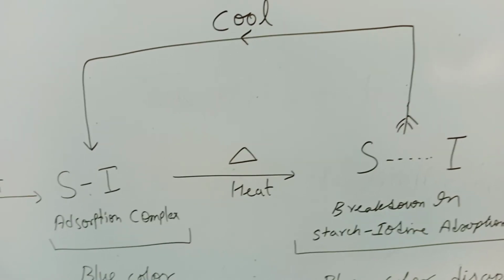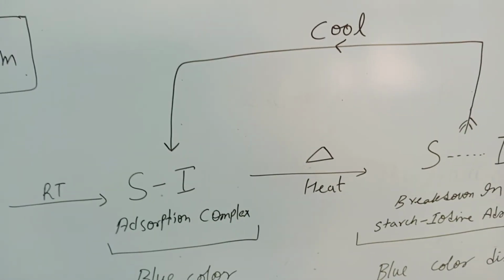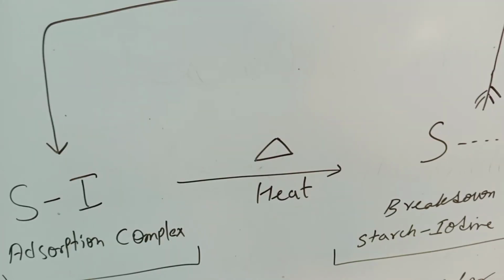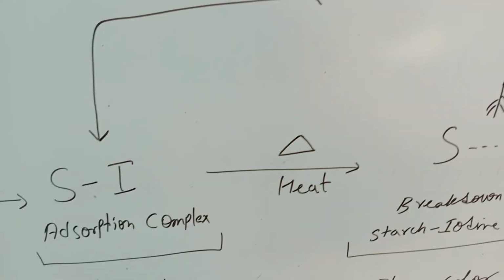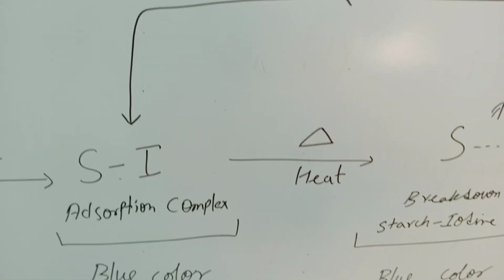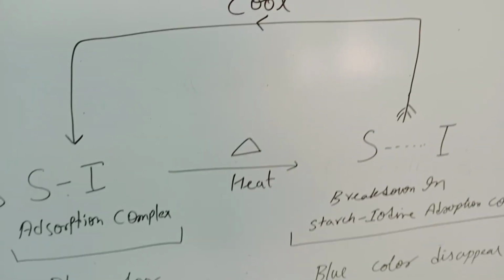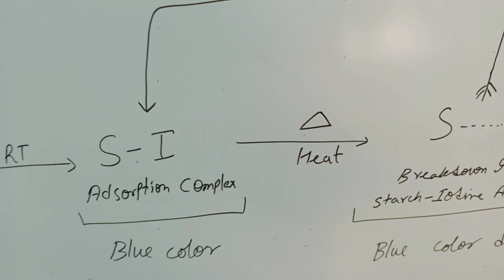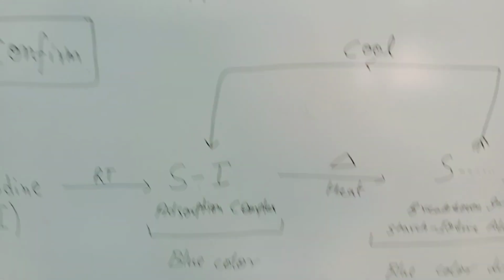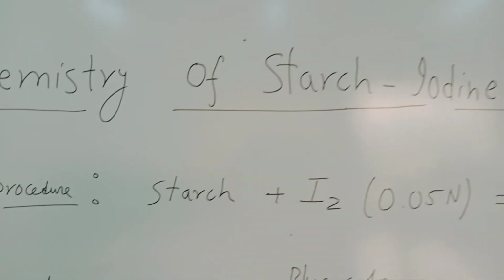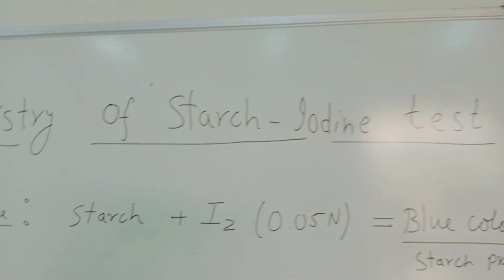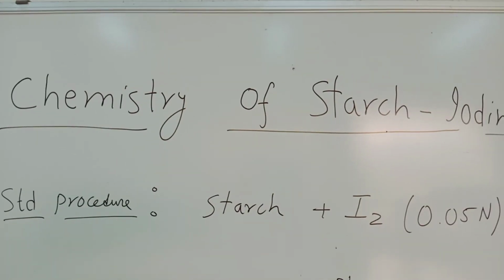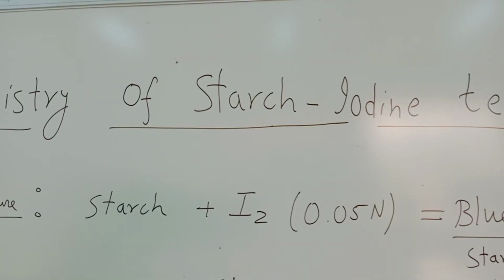This is just because once the adsorption complex is broken down, the color fades out or disappears, and again when this complex is formed, the content regains its color, that is the blue color. So this is the basic chemistry behind the starch iodine test, or the identification test which is used to identify the starch present in a sample.